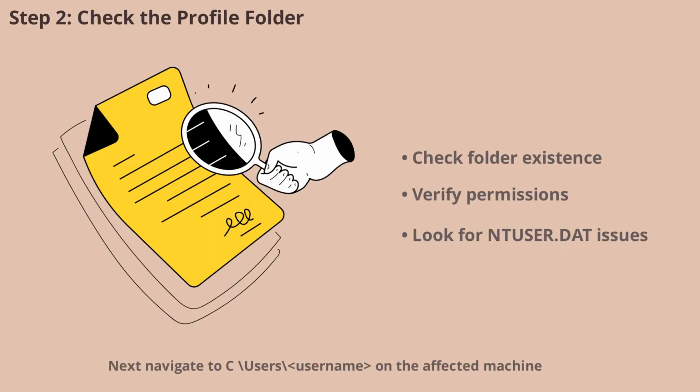Next, navigate to C:\Users\username on the affected machine. Check if the folder exists. If it's missing, that's a clear sign of trouble. If the folder is present, inspect its permissions to ensure the user has full access. Also, look for the NTUSER.DAT file. If it's missing or corrupted, Windows won't be able to load the profile. Sometimes, antivirus software may lock files inside the folder, causing issues.